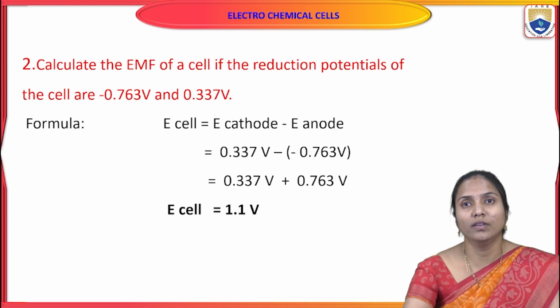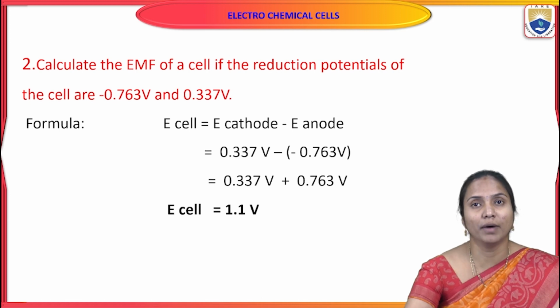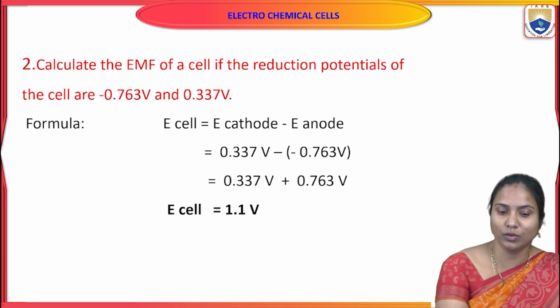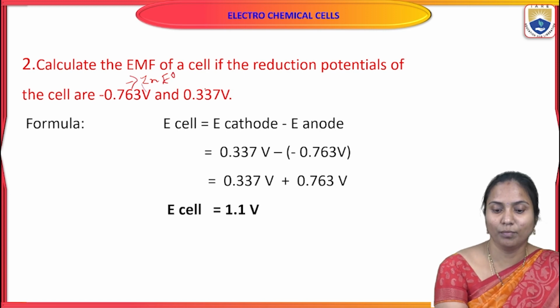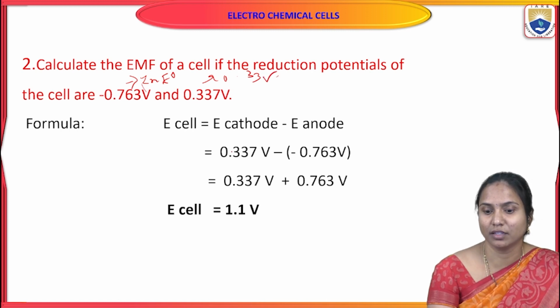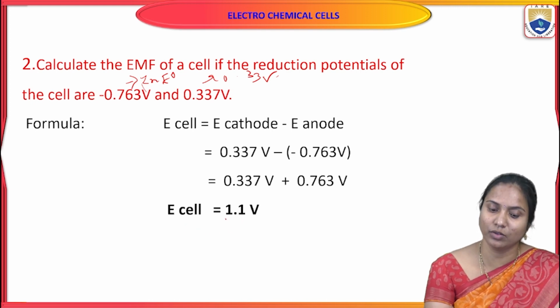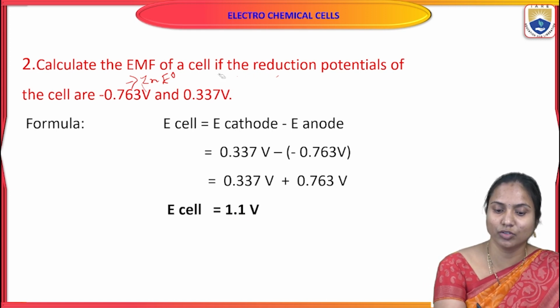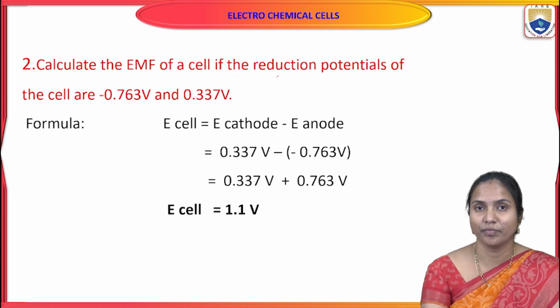One more problem. How can you calculate the EMF of the cell if the reduction potentials of the cell are minus 0.763 volts and 0.33 volts? So already we know the zinc E naught value is 0.763 volts, and copper 0.33 volts. Substitute in this formula, we'll get the E cell, the EMF of this electrochemical cell. Its value is 1.1 volts. So simply we say this formula is used for calculation of EMF of the cell. It's most used for EMF calculation purposes.